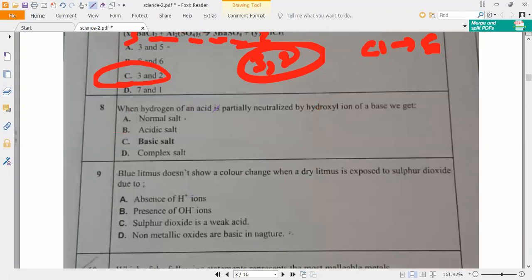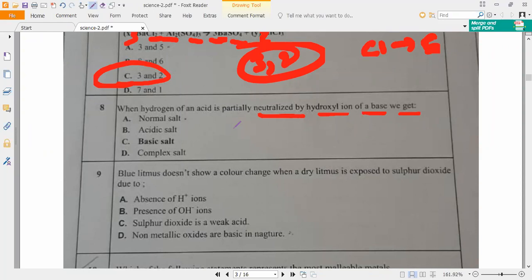When hydrogen of an acid is partially neutralized by hydroxyl ions, hydroxyl means only OH minus ions, then we get what? Hydrogen of an acid is partially neutralized by hydroxyl ion. Then what should we get? Please think carefully and answer. Normal salt means neutral salt, sir. Acidic salt, neutral salt, basic salt or complex salt? Think carefully and answer. Partially, I said.